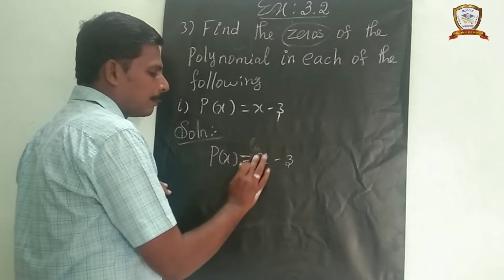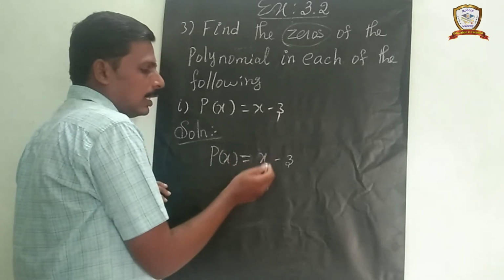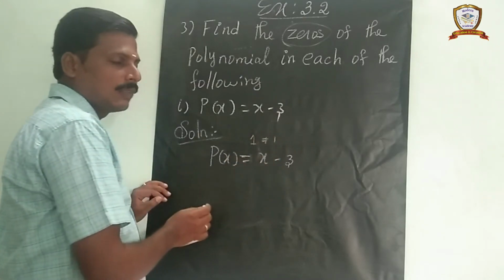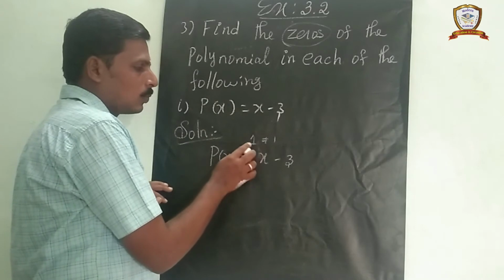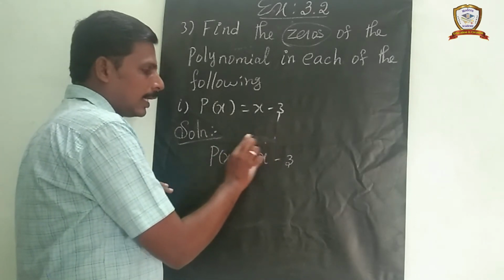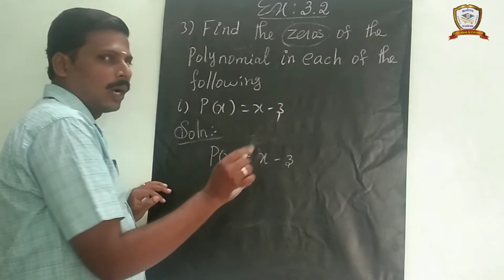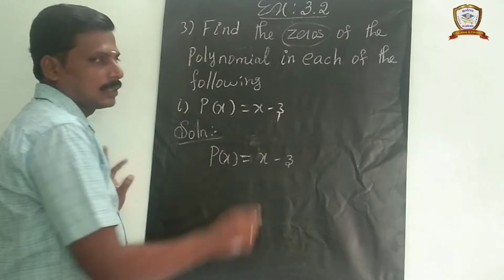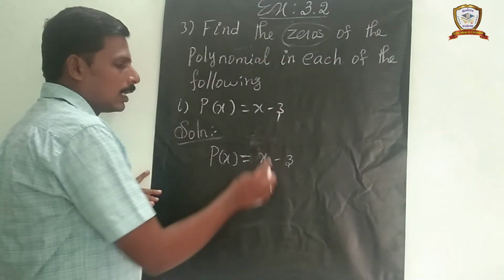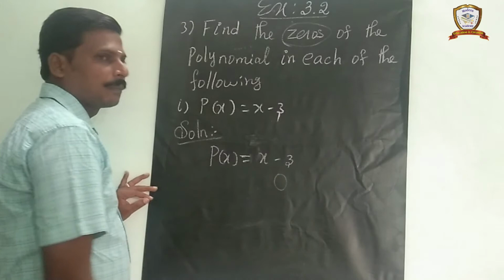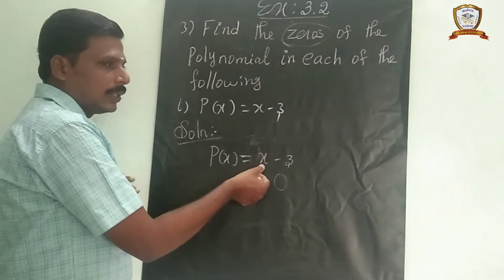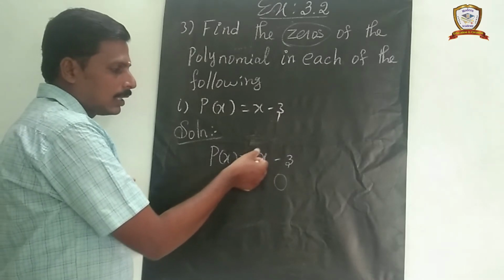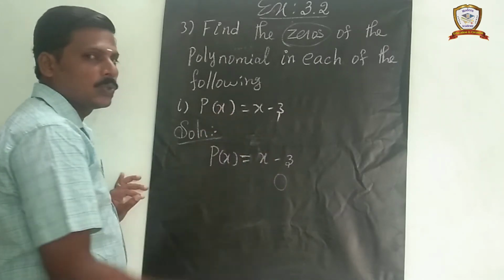So no problem. First we have to check whether the coefficient of x is 1 or not equal to 1. Here the coefficient of x is 1, so no problem. So here put one value for x, and the total answer comes to 0.